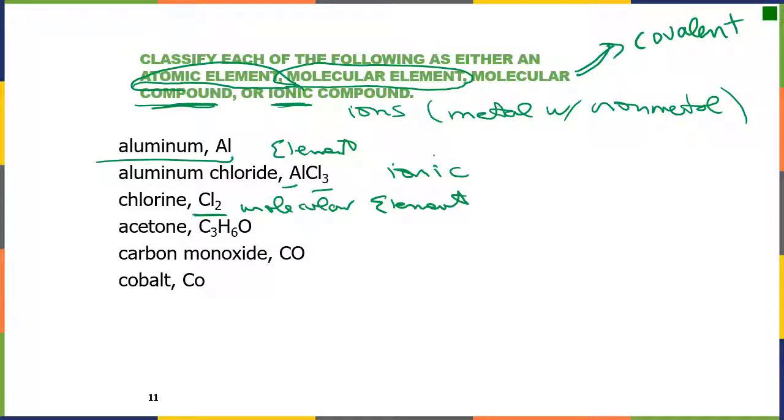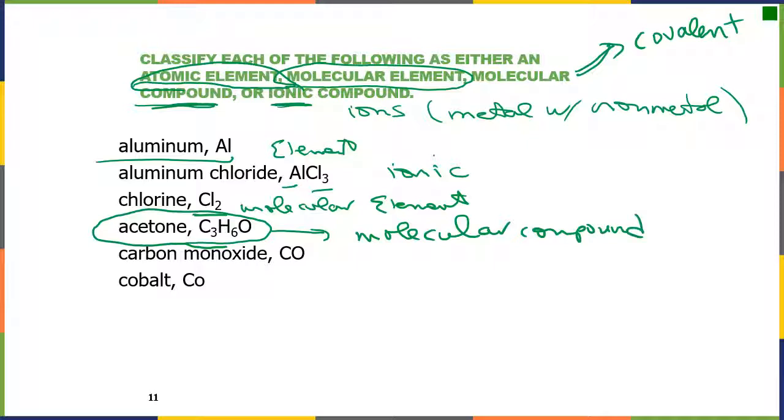Acetone, C3H6O, well, we have to look at the periodic table. And when we look at the periodic table, we discover all of these are on the right-hand side, and these are going to be nonmetals. And because they're nonmetals, this is going to be a molecular compound, meaning it's going to be covalently bonded.